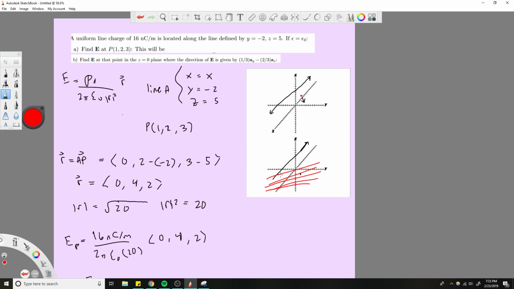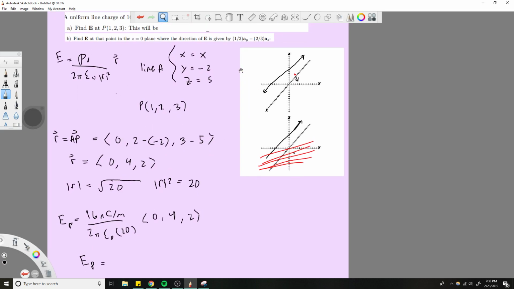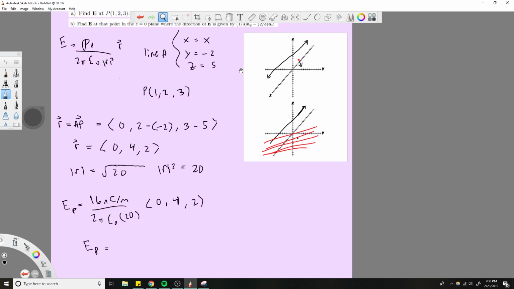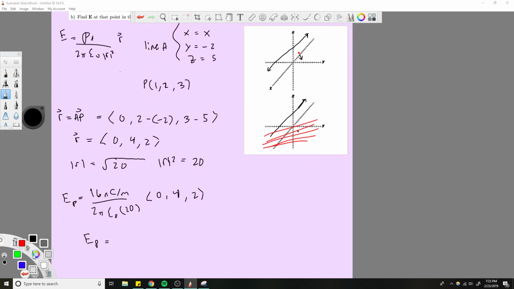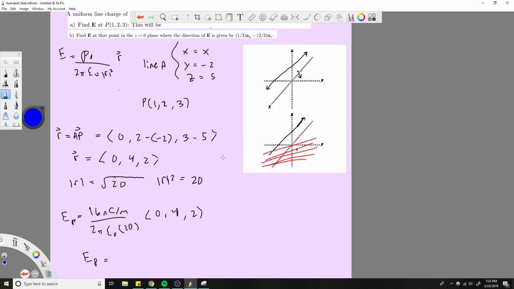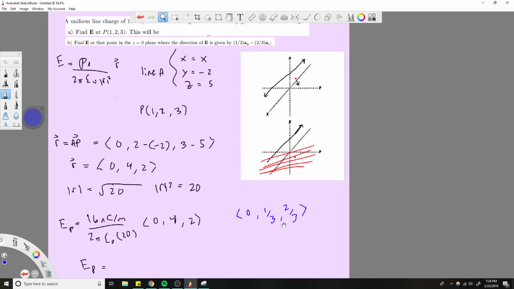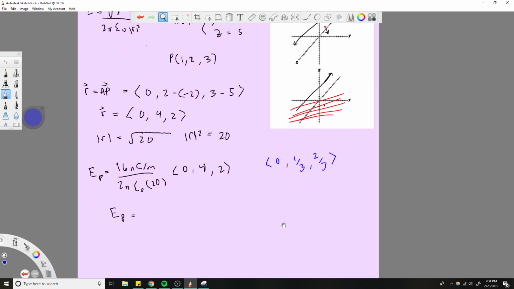So the only real information we have is that this is the z equals 0 plane. We have the direction, and we have one hint, right? Our one hint is that the direction of our E field is 0 there, obviously, because we talked about that already. 1/3, 2/3. Okay, so that's our hint. How else would we want to start this?